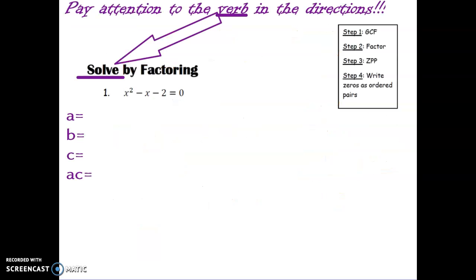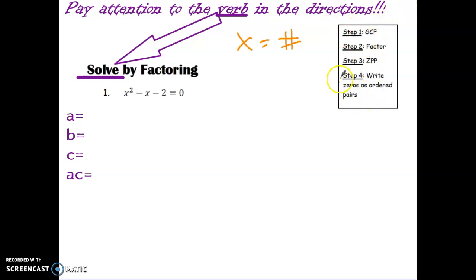Okay, another thing I need you to notice about these problems, pay attention to the verb in the directions. Notice that our verb here is solve. Our verb is not factor. Factoring tells us how we're going to solve, but solve is your verb. So when I solve something, I end up with my variable equal to a number of some sort. So maybe the number is positive, maybe it's negative, maybe it's a fraction, but I'm going to end up with x equals a number, and that's how I'll know I'm done. That's when I have finished solving because I have a variable equal to a number.